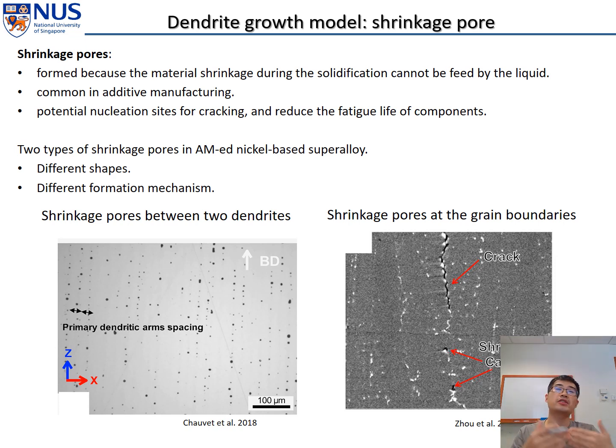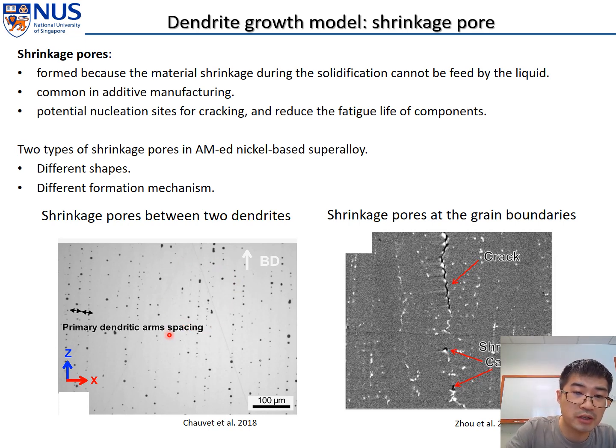And the next question we want to answer after simulating dendrite growth is how the shrinkage pores form. Basically people know the shrinkage pores are formed because the material shrinkage during solidification cannot be fed by the liquid, and this is commonly seen in additive manufacturing, and it can potentially nucleate cracking and reduce the fatigue life of the components. But actually there are two types of shrinkage pores in additively manufactured nickel-based superalloy.